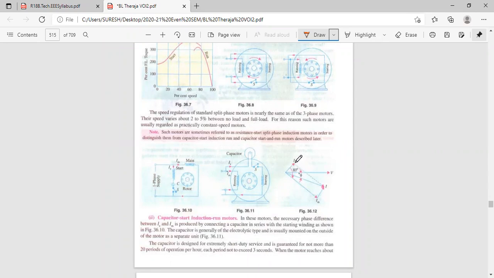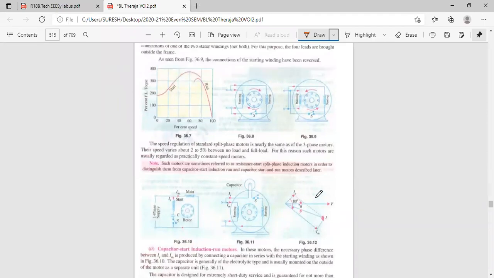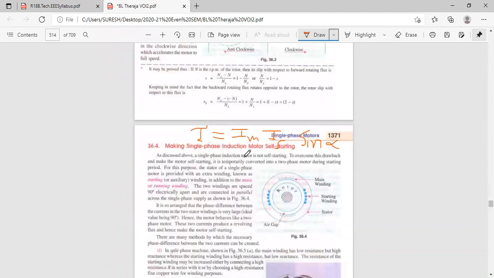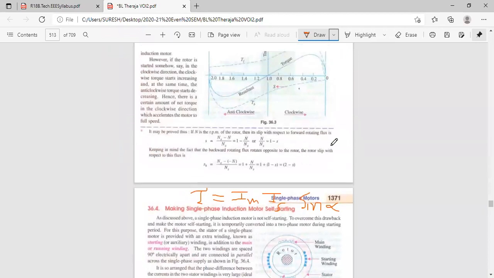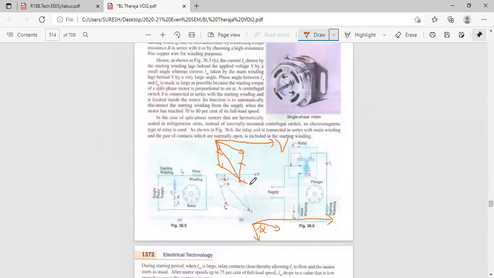Okay. Now the angle in between IS and IM. This is your IM. This is your IS. What is the angle in between IS and IM? Alpha. Alpha is the angle in between IM and IS. In the previous case, in split phase, let us see, the angle in between IS and IM is 75 degrees. Let us assume.